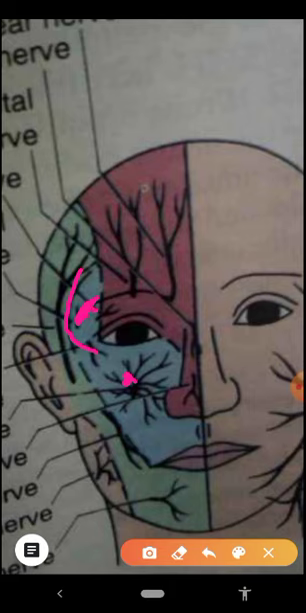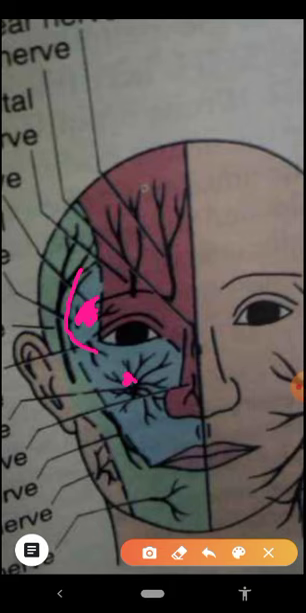Infraorbital is just inferior to the supraorbital. That's why it is called the infraorbital. It is present inferior to the supraorbital, and it appears through the infraorbital foramen over here. So that's why it is the infraorbital branch.